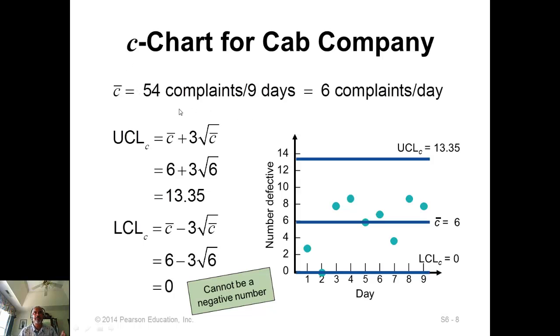When you cannot compute a proportion, then it is a C chart. That gives you 6 complaints per day, and then you do C bar plus 3 times the square root of C bar, and the lower limit is 6 minus 3 times the square root of 6. Again, if this number turns out to be negative, the count cannot be negative, so you have to round it up to 0. So here is how the plot will look.